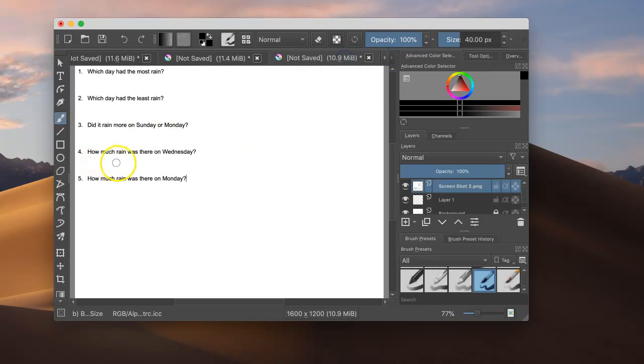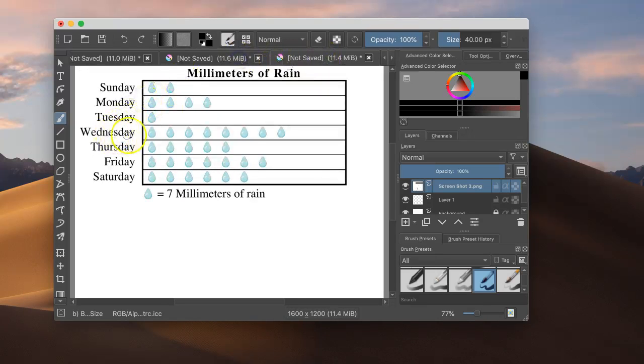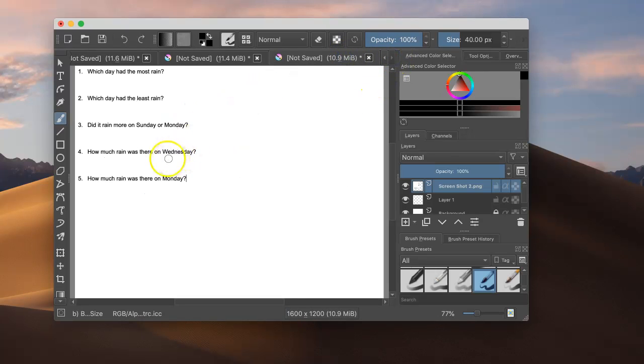Next question, how much rain was there on Wednesday? If we look at Wednesday, we'll see that there's 1, 2, 3, 4, 5, 6, 7, 8. There's 8 raindrops. However, if we look down here, it says one raindrop equals 7 millimeters of rain. So the question asks us how much did it rain on Wednesday. So we have to multiply 8, because there's 8 raindrops, times 7, which is 56. So the answer is 56.